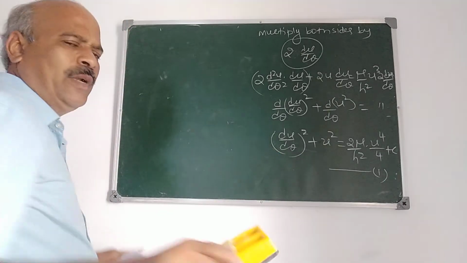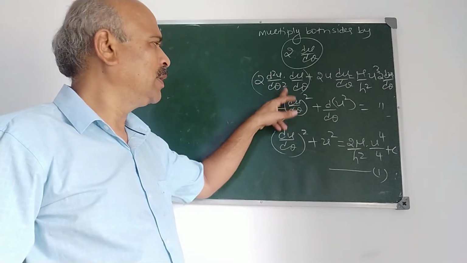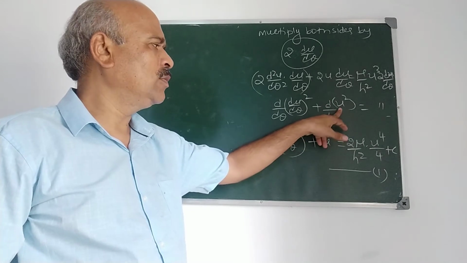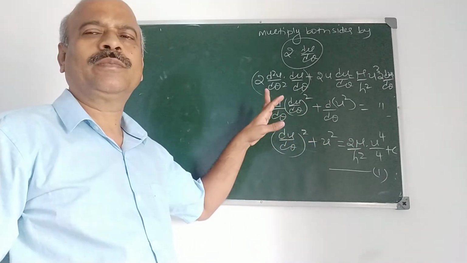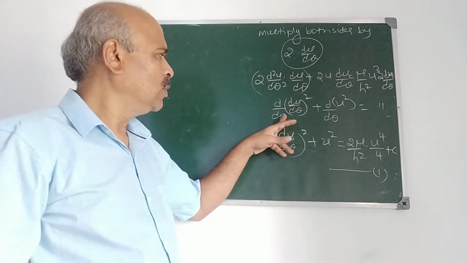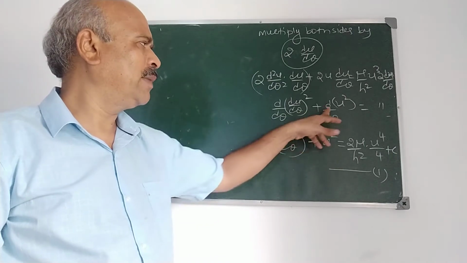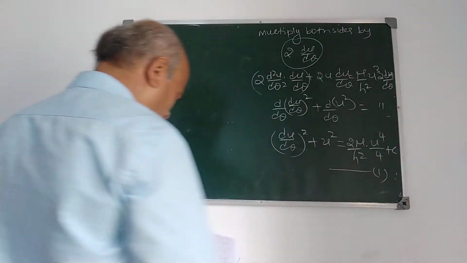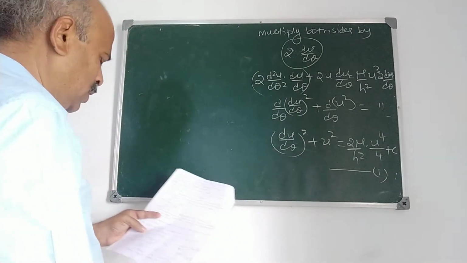The important thing is we have multiplied by 2 du by d theta, then this becomes d by d theta of (du by d theta) square, and this becomes d by d theta of u square. So integration means the reverse process of differentiation. So integrating, d by d theta cancels, and you will get (du by d theta) square plus u square is this. Now what is the constant of integration c? We choose c such that it becomes 0.